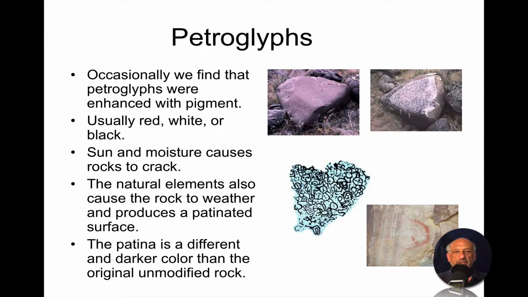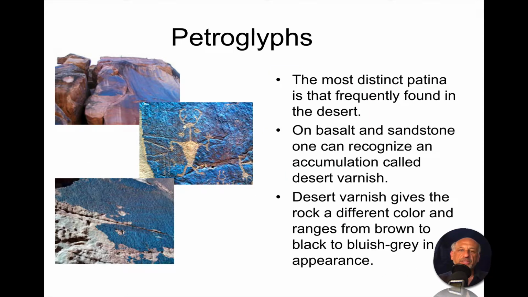Sun and moisture often causes rocks to crack, and the natural elements also cause the rock to weather and produce a patina on the surface. This patina is a different and darker color than the original unmodified rock. The most distinct patina is that frequently found in the desert. It's on basalt and sandstone, and one can recognize this as an accumulation. It's actually an organic living matter. It's called desert varnish. It gives the rock a different color, ranges from brown to black to bluish gray in appearance.